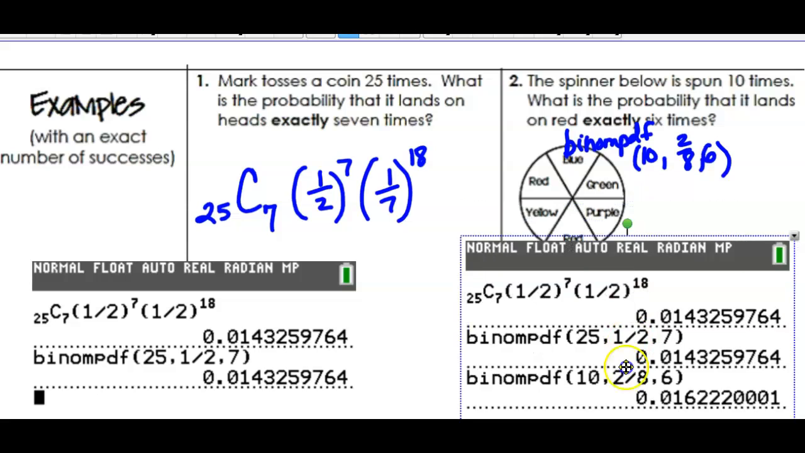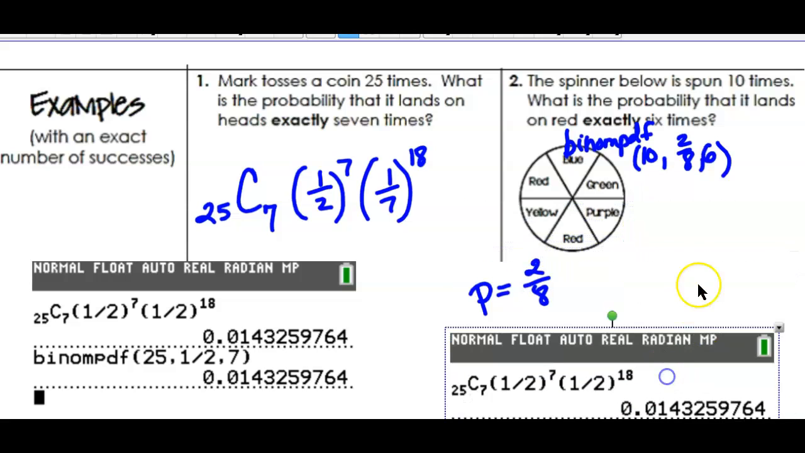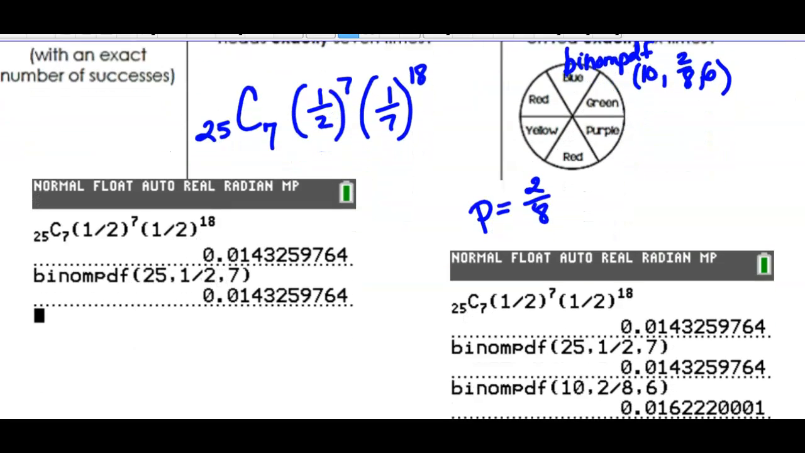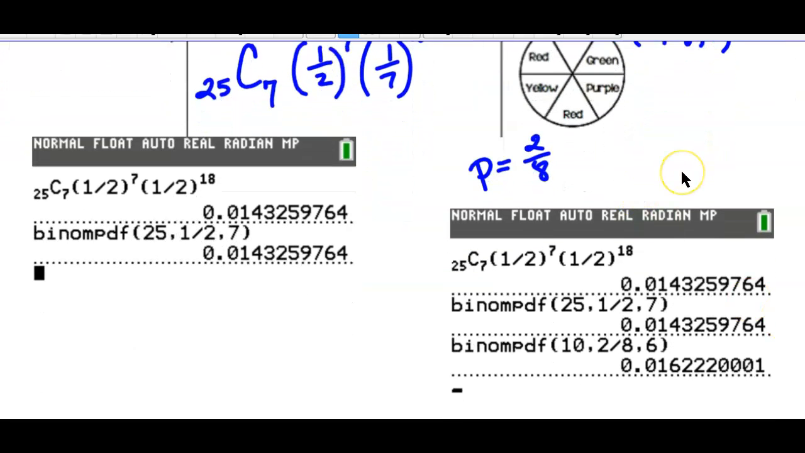And I guess I should talk about how they want us to answer these. In Delta Math, it will specify. Does it want a fraction? Does it want a percent? Does it want a decimal to a certain number of places? On these, I just did a decimal to 3 places.